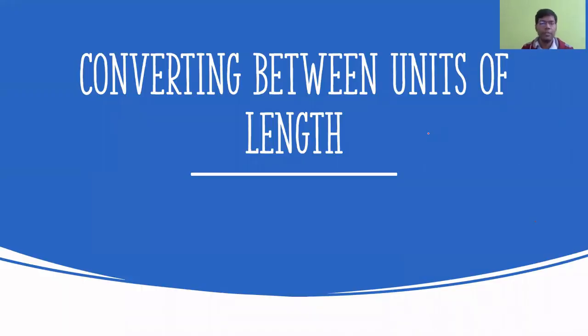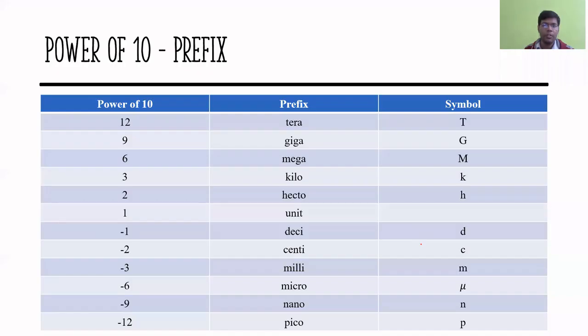So the first thing we'll be discussing is converting between units of length. So we'll be given one unit of length and we will be asked to convert into another one. So for example, we are given meters and we'll be asked to convert into either centimeters or kilometers or some other units. Before we begin, it's very important to understand this particular table.